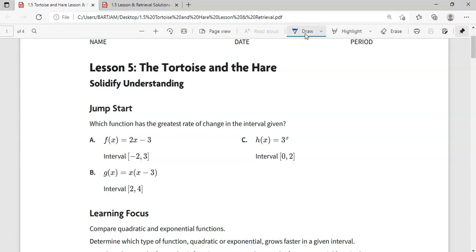Here's the Jumpstart on page 45. It says, which function has the greatest rate of change in the interval given? Before you would do that, I would like you to actually go through and classify the functions A, B, and C just based off their equation. So right now, pause the video and classify the three functions. Once you've done that, you can press play and check your answers.